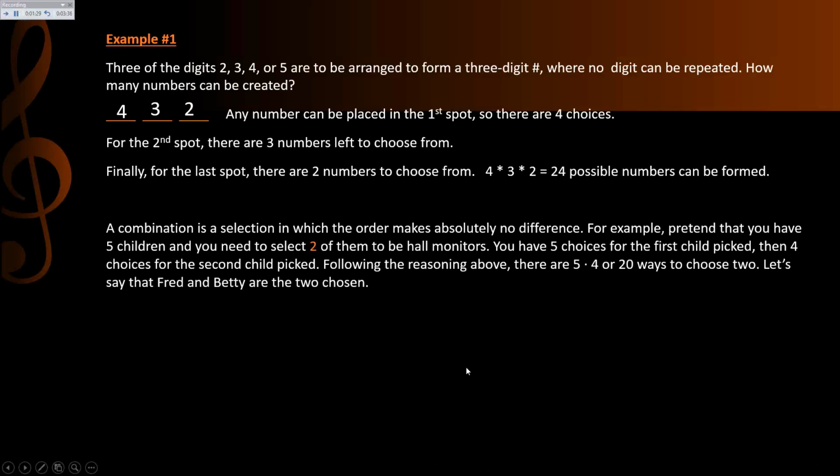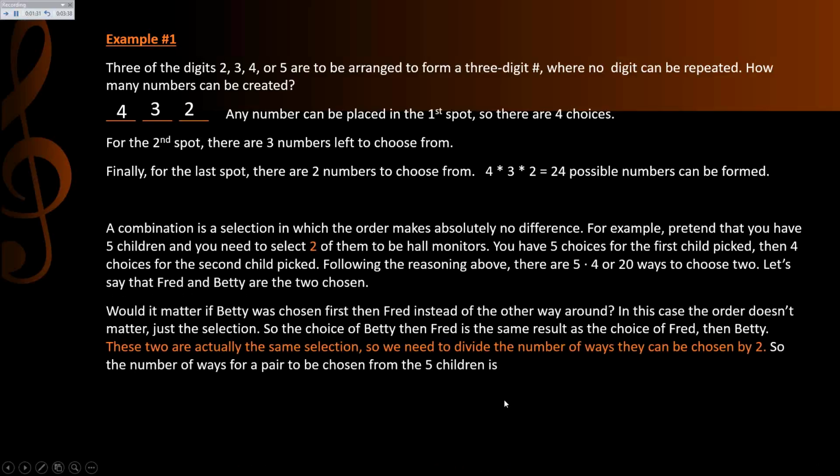Now, let's say that Fred and Betty are the 2 chosen. Would it matter if Betty were chosen first and then Fred instead of the other way around? In this case, the order doesn't matter, just the selection. So the choice of Betty, then Fred, is the same result as the choice of Fred, then Betty.